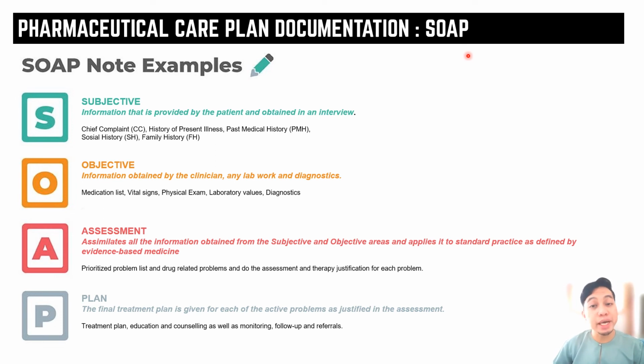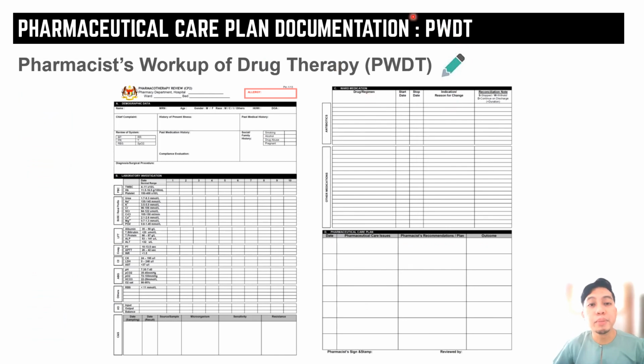SOAP as well as PWDT, which we will discuss after this, are the formats of documentation used in our practice. I will not discuss this documentation in depth, which you will cover more during your pharmaceutical care courses in semester 6. This documentation is crucial as a key for successful communication between clinical pharmacists, as well as providing a permanent record of patient encounters and evidence of our actions. SOAP stands for Subjective, Objective, Assessment, and Plan. Meanwhile, PWDT is the acronym for Pharmacist Workup of Drug Therapy, also known as CP2 in the government hospital setting.